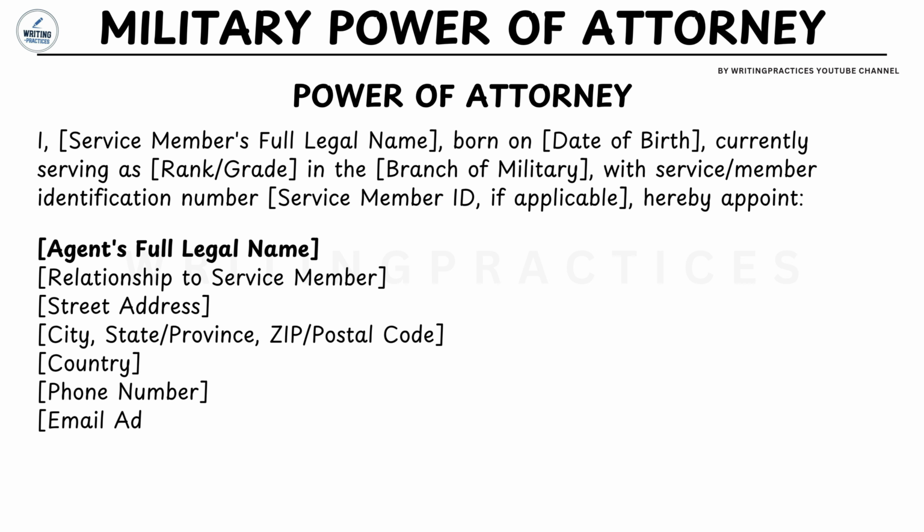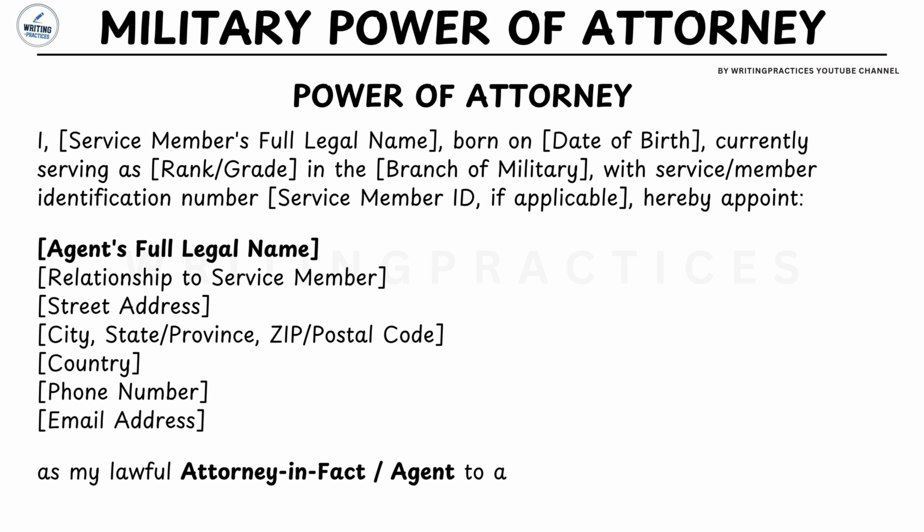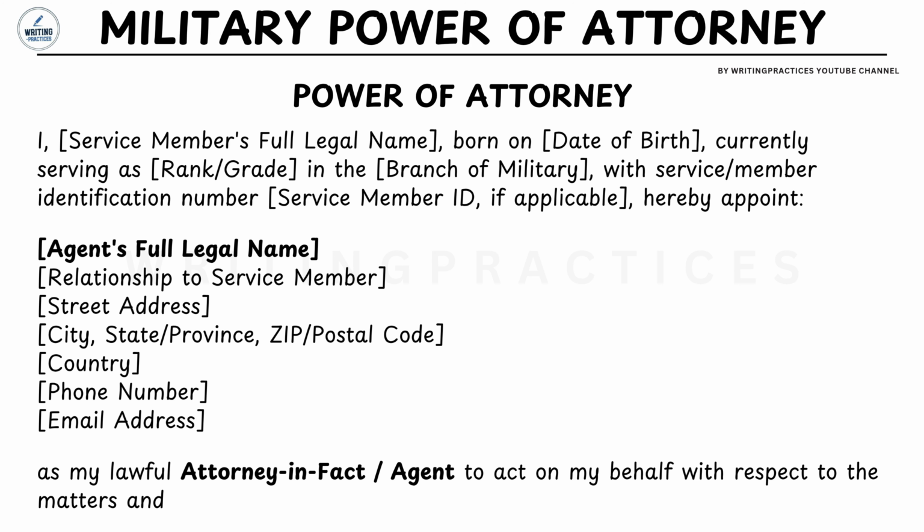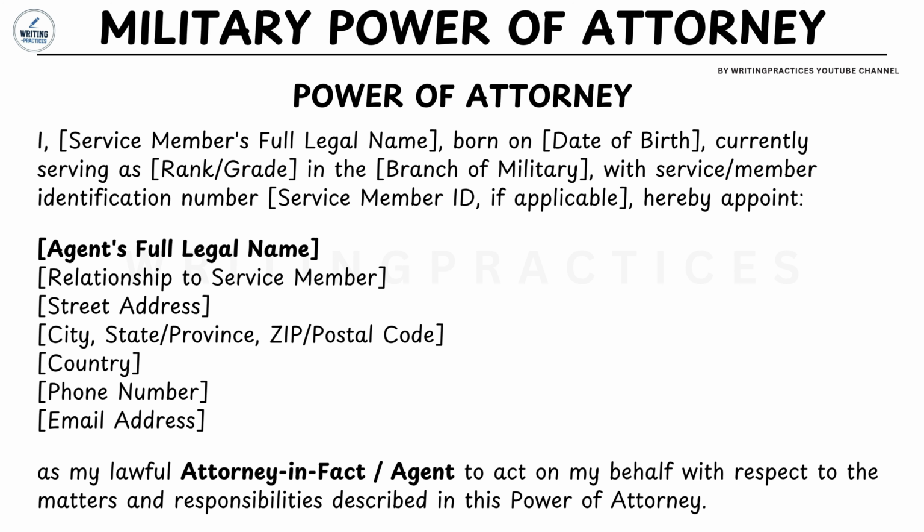When completing this section, enter the service member's full legal name, date of birth, rank or grade, military branch, and any identification information that is actually required. This information is important because the document must clearly establish who is granting the authority. Accurate identification also helps banks, government agencies, businesses, and other organizations determine whether the person presenting the document is acting under valid authority. From a legal perspective, sensitive identification numbers should only be included when necessary and when permitted by the applicable form or authority. The exact requirements can vary depending on the jurisdiction and military circumstances.